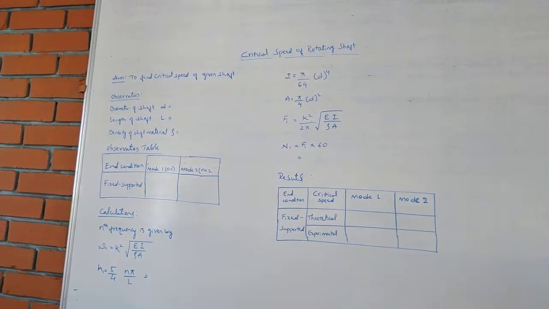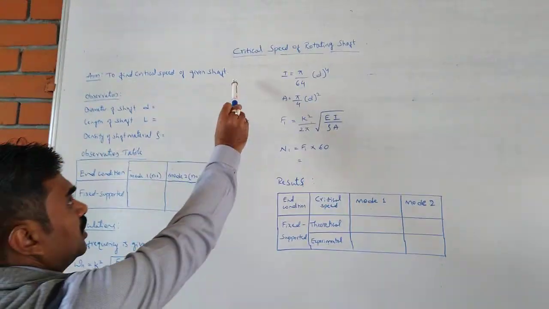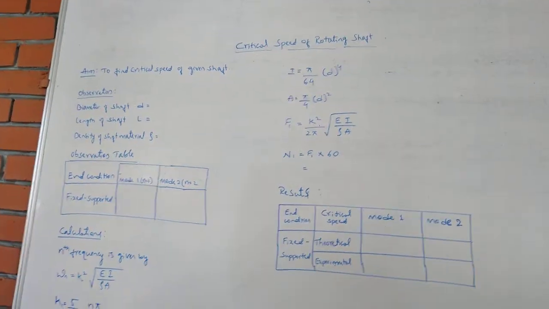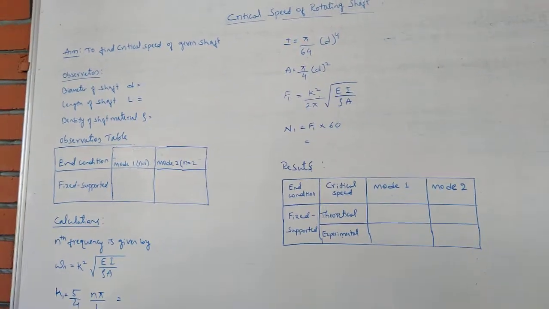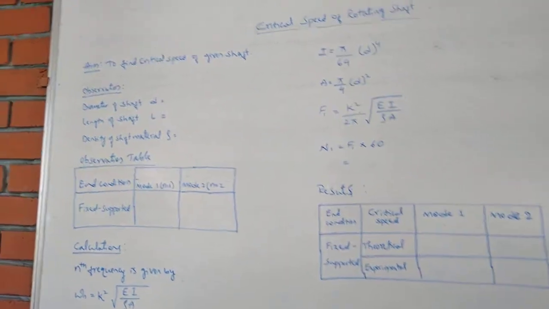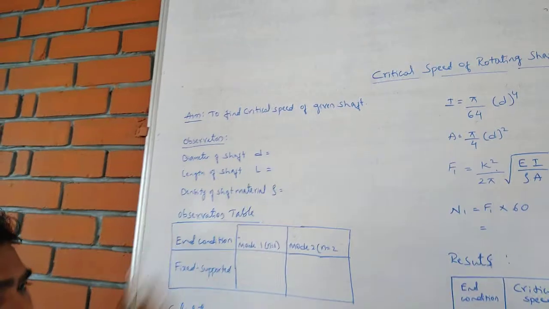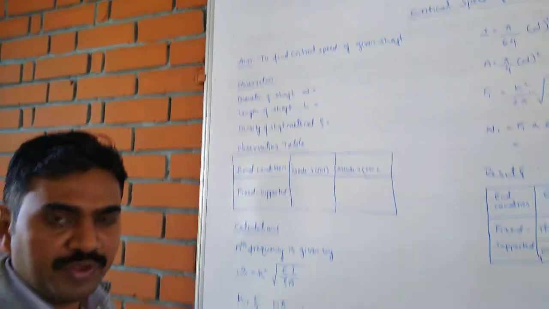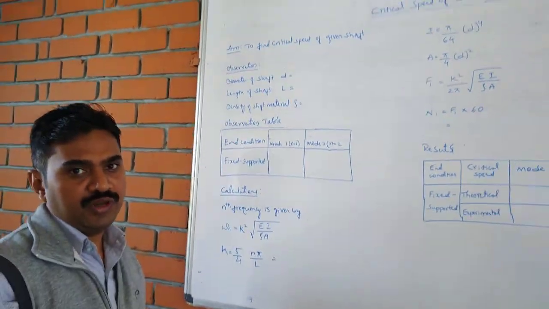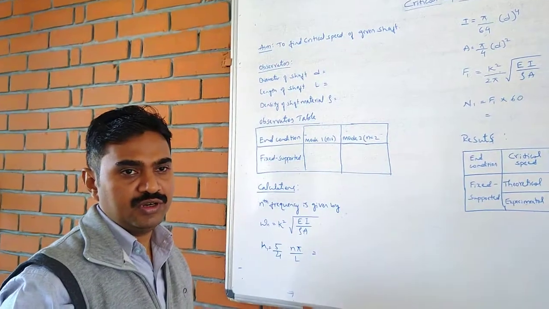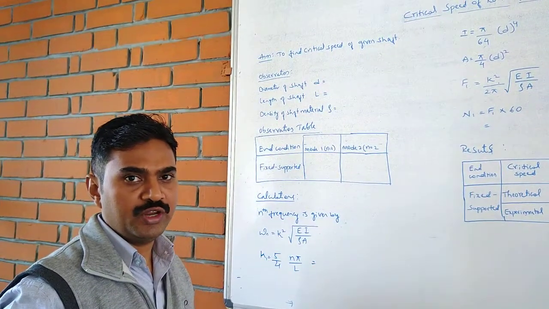And today we will see the critical speed of a rotating shaft, which is the name of the experiment. The aim of the experiment is to find the critical speed of the given shaft. So, what is the critical speed? The critical speed is a speed at which the shaft tends to rotate violently.